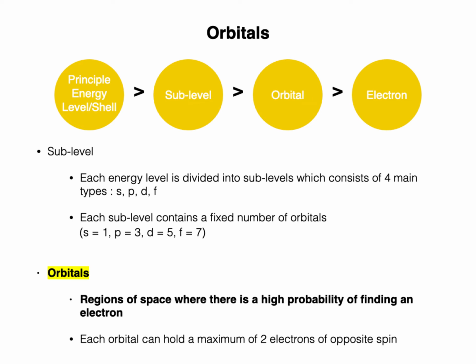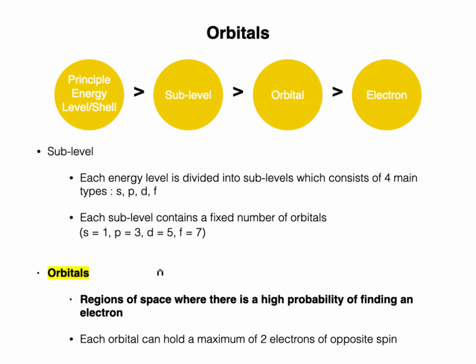First, we all know what energy levels are. We say that electrons are found in these energy levels. However, we can divide these energy levels into sublevels. Each energy level is divided into sublevels, which consist of four main types: S, P, D, and F. And these sublevels contain a fixed number of orbitals. For example, the S sublevel contains 1 orbital.